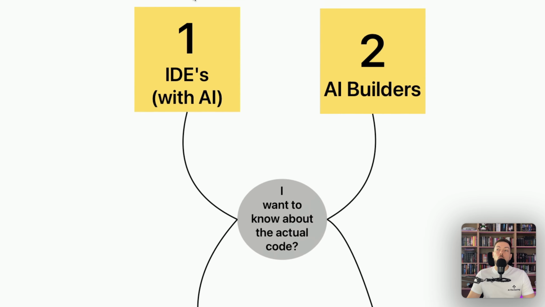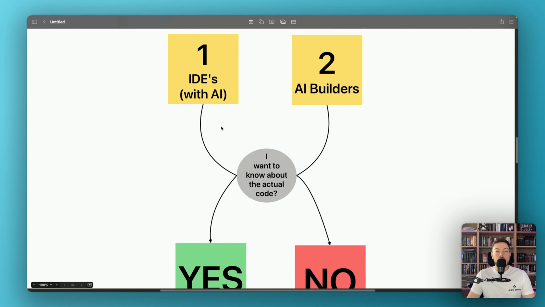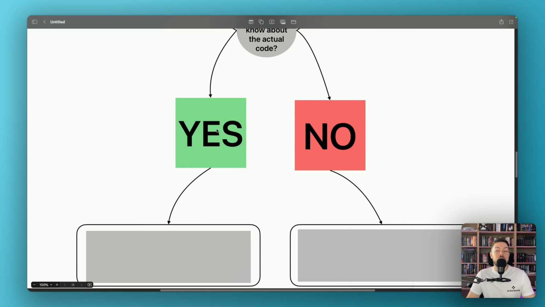So if you want to go the IDE route, you want to go a little bit more technical, you've coded before, or you haven't coded before, but you want to know about coding. You actually care about the code. You care about how it works and how it operates from a fundamental coding perspective, from a development standpoint. You can go with an IDE and you can use AI to help you.